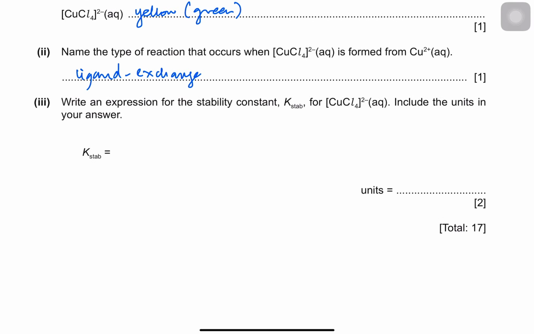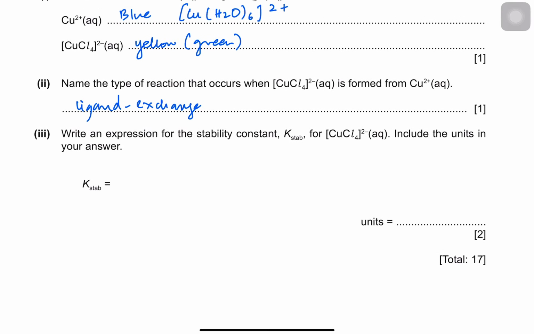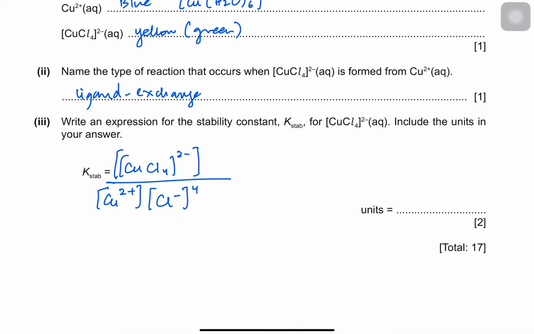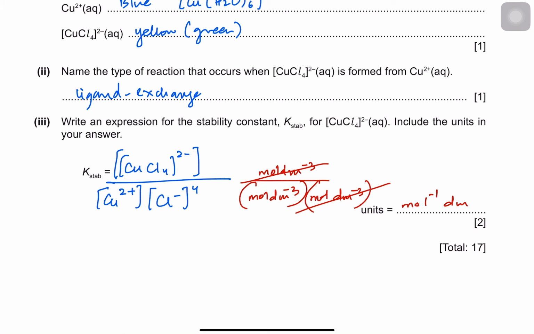Write an expression for the stability constant. The stability constant के अंदर your product comes on top. I always put 2 square brackets. Then your OG is gonna be copper 2 plus, and then it's gonna be chloride ions 4 times. Units are gonna be mole per dm cube on top and mole per dm cube with a mole per dm cube. So that cancels each other. It's gonna be mole inverse dm3.